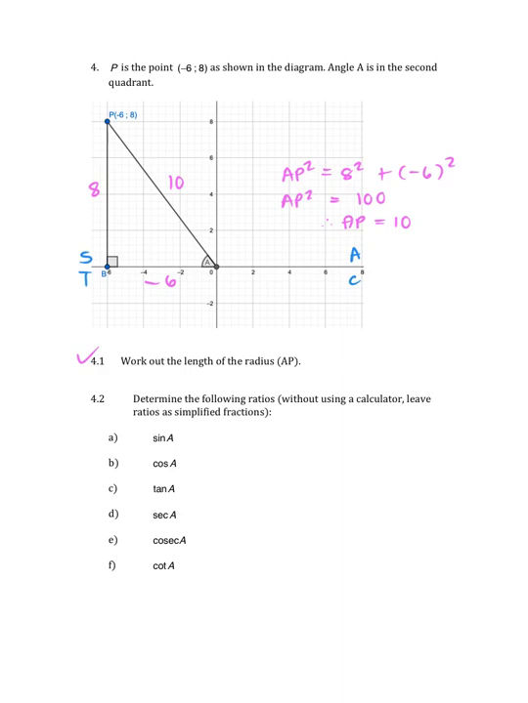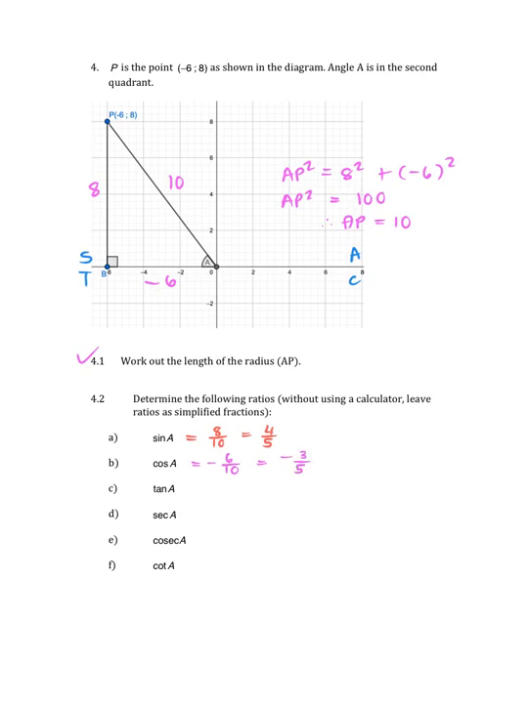So sine of A, right? Opposite over hypotenuse. So y over r, 8 over 10, which is 4/5. Okay, it does say simplify your fractions. Cos of A, so that is adjacent over hypotenuse, or x over r. So that's going to be negative 6 over 10, which is negative 3/5.